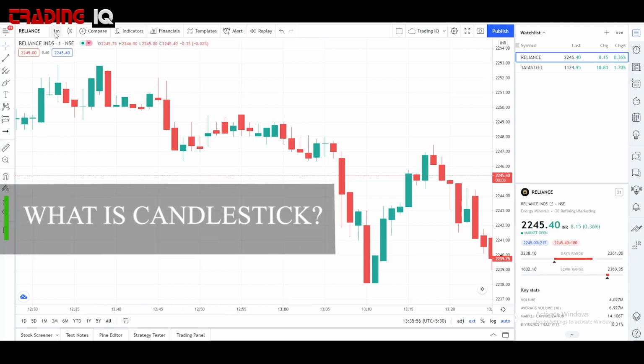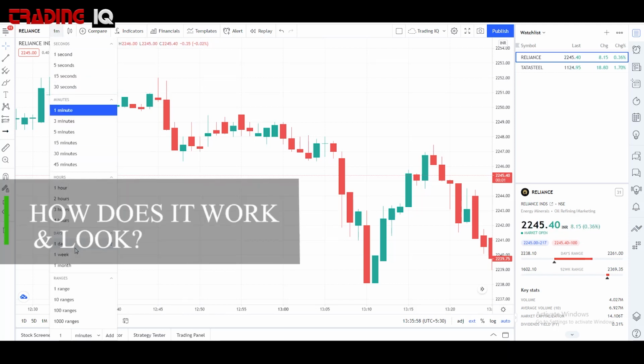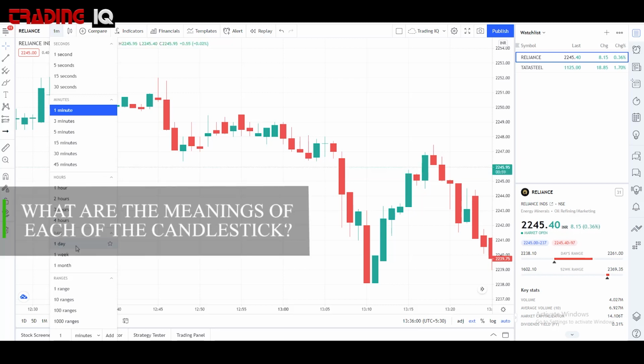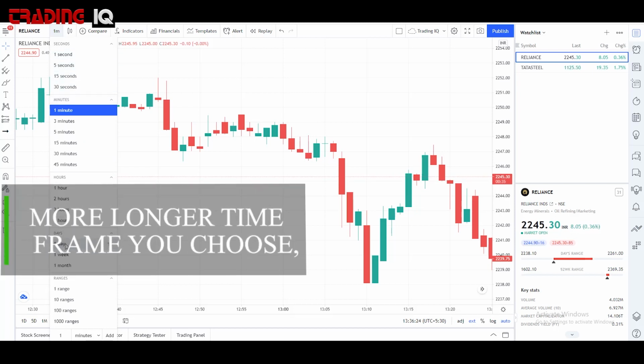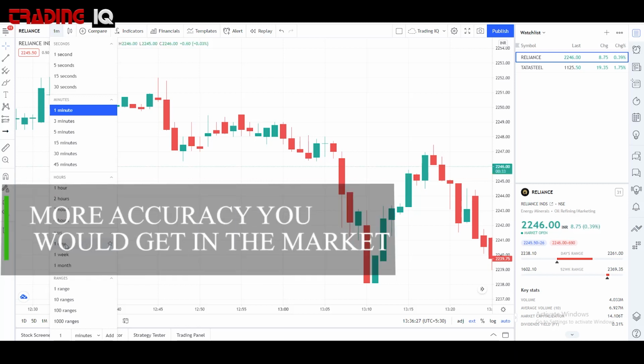So let's understand what a candlestick is, how it works, how it looks, and what the meanings of each of the candlesticks are. So let's move to the daily time frame. You can change the time frame simply by clicking here. To access time frames of seconds, you need to have a premium account, and you don't need to even bother about looking at charts on a second basis or a 30-second basis. The longer time frame you choose, the more accuracy you would get in the market.